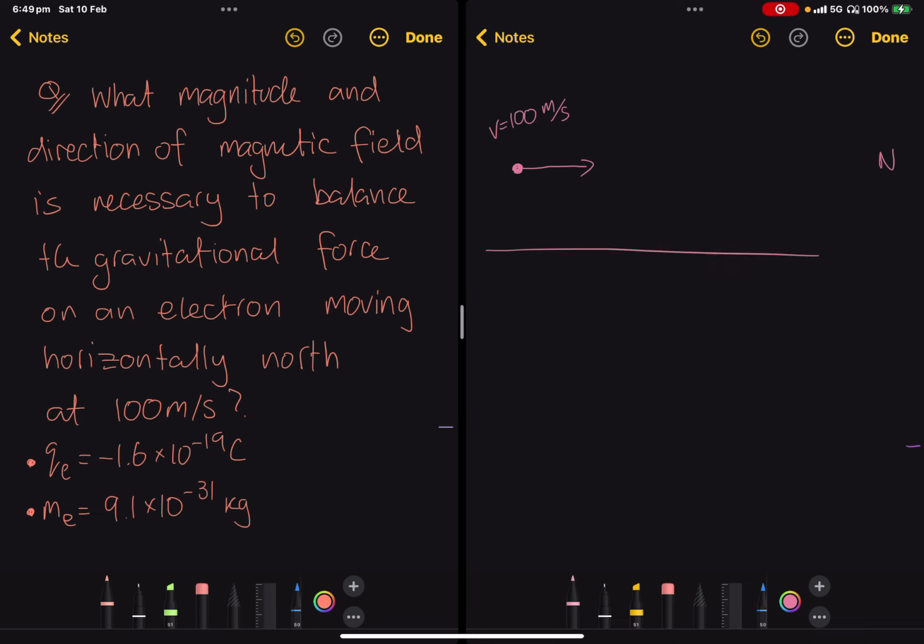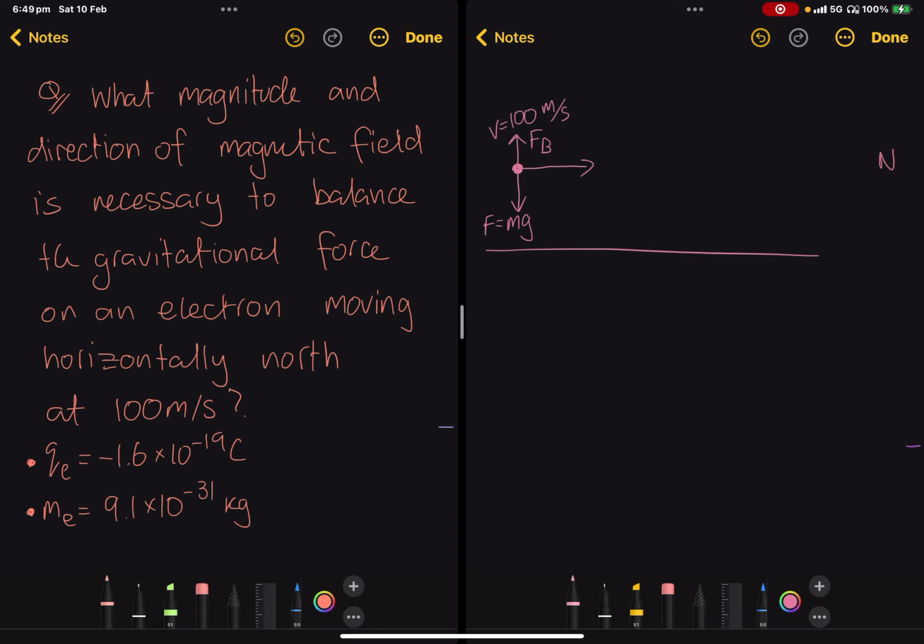Now we're going to assume that it has a gravitational force on it pulling down. So this is the force due to gravity. This is mass times gravity. We need to work out what kind of field is required here to make the magnetic field force equal to the force due to gravity. So we need F of B to be equal to mg.